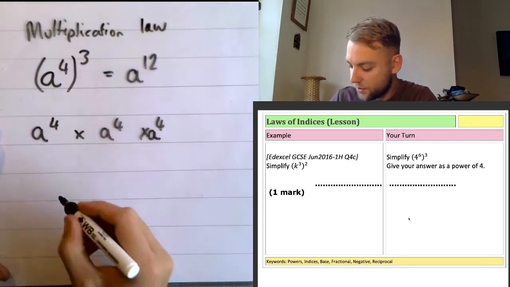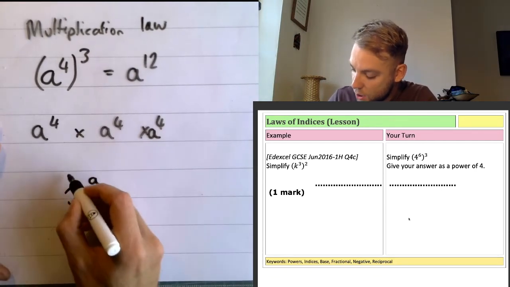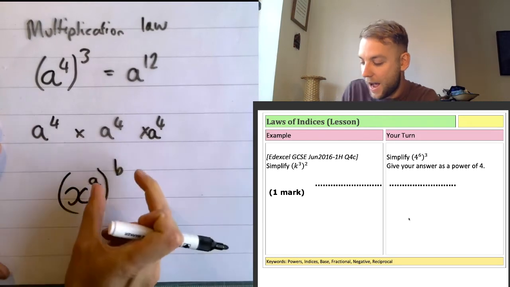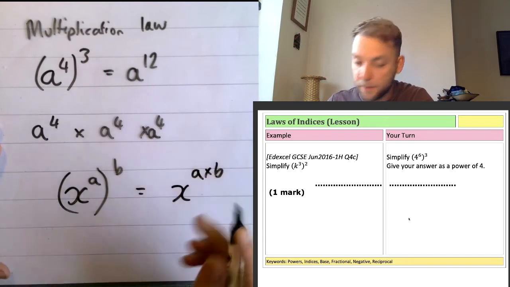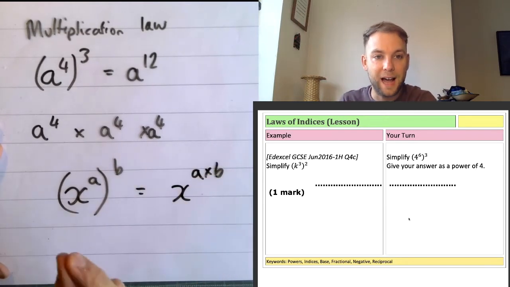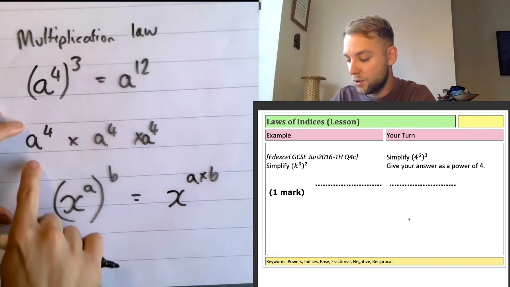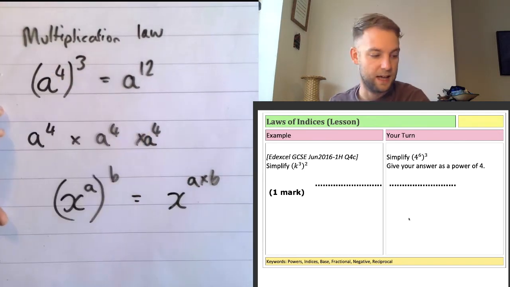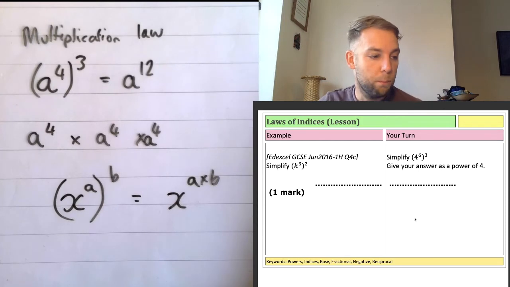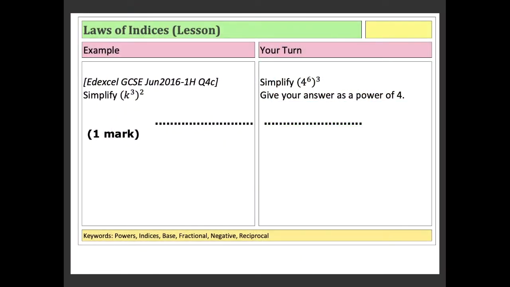And I'll do another one similar to the general example. So if I've got x to the power of a, all raised to the power of b, I multiply those. So this is the same as saying x to the power of a times by b. So I times them together. And it's because it's going to be a to the 4 times by itself 3 times. So I get a to the 4 times by a to the 4 times by a to the 4, which is the same as timesing in there. So pause now and have a go at that one on the right hand side.